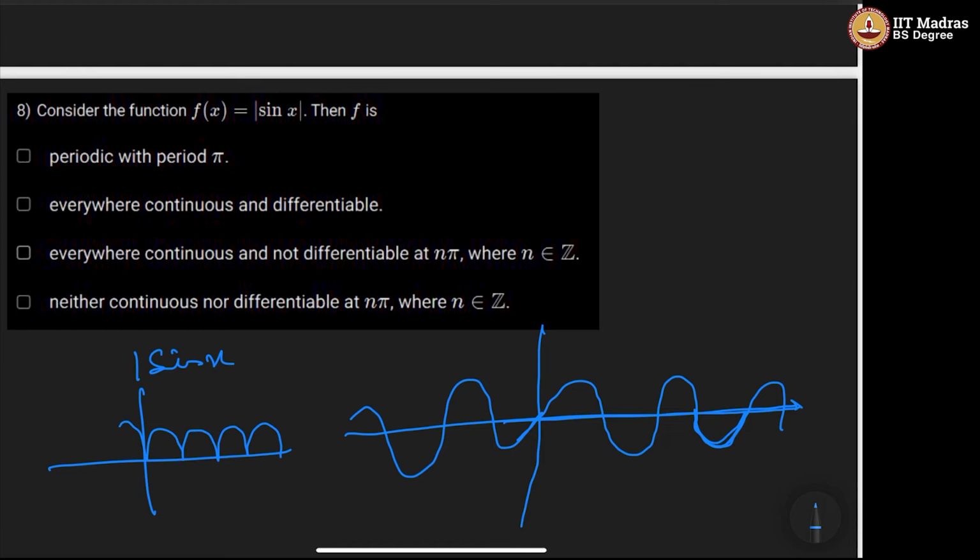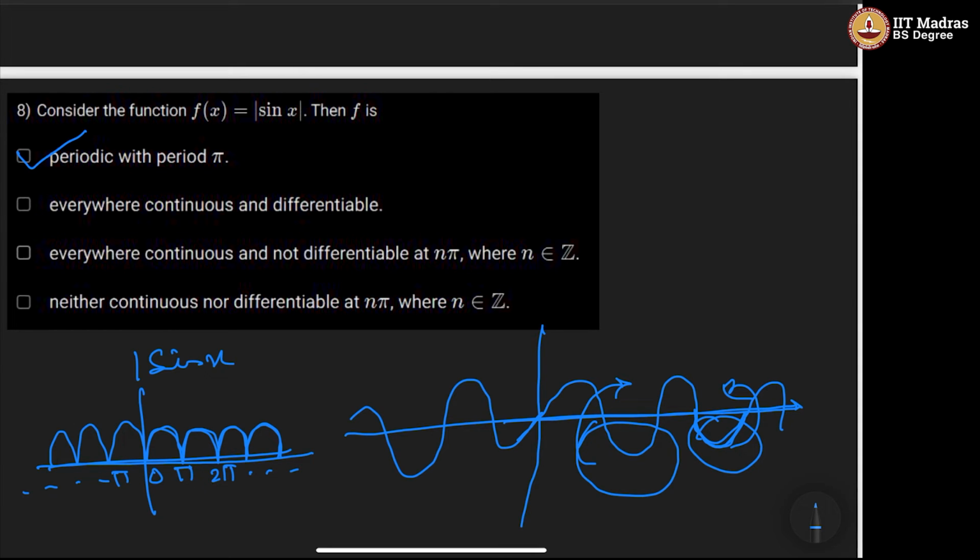You can observe here we have just flipped this portion of the graph, this portion of the graph here, and so on. Then we will find this type of thing, with 0, pi, 2 pi, minus pi, and so on. You can clearly see that it is basically repeating after pi. So this is a periodic function of period pi.